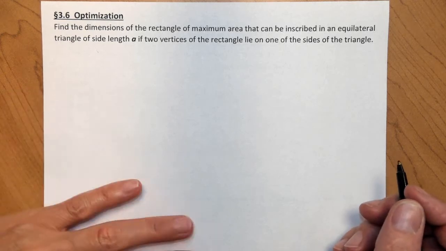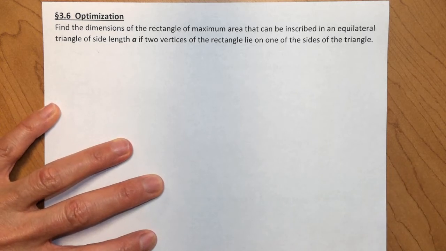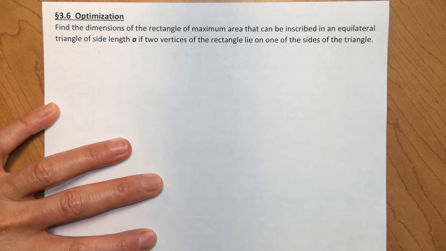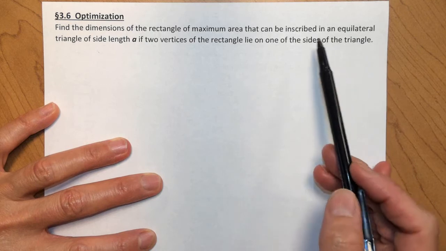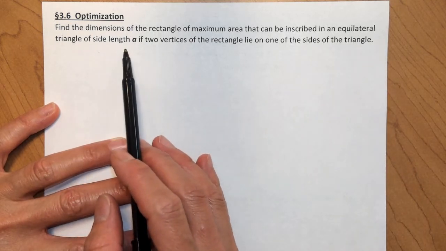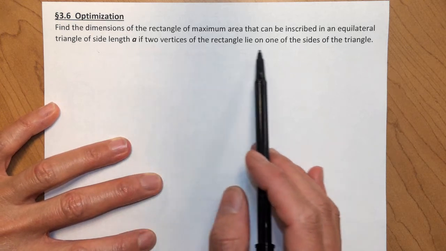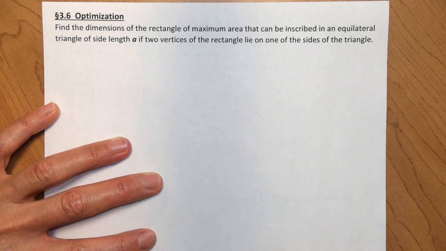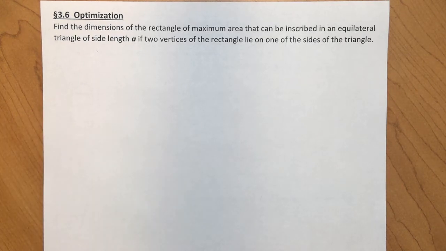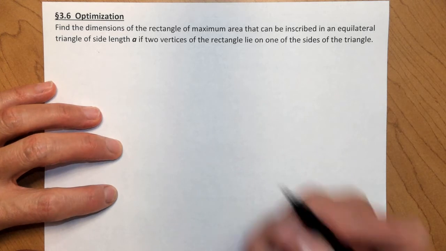In this video, we're going to look at how to optimize, in this case maximize, the area of a rectangle that is inscribed in an equilateral triangle of side length A. The rectangle will have two vertices on one of the sides of the equilateral triangle. And we want to know what the dimensions of this rectangle are going to be.